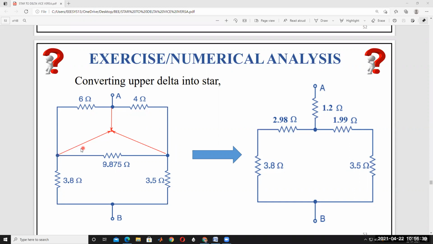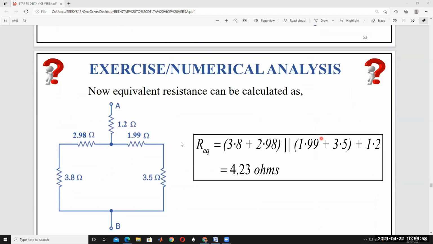Here 2.98, here 1.99, and here 1.2. Understood? So like this you will get, and these two become series, and these two become series, and then the resultant of these two become parallel, and this is in series with 1.2. So 3.8 and 2.98 are in series, and similarly 1.99 and 3.5 become series, and the resultant is in series with the 1.2.